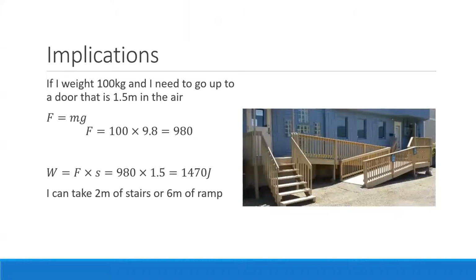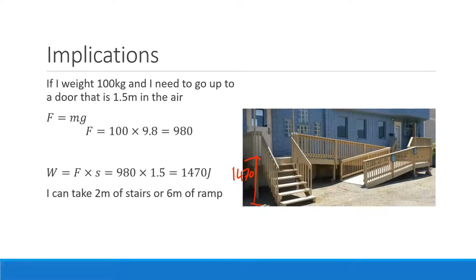We then did one more thing about the implications of this. I fixed this slide up a fair bit since the last lesson, but just for the record, we figured out that the force pulling down on me if I'm 100 kilos is 980 newtons. So if I need to go up 1.5 meters, that's going to become 1,470 joules.